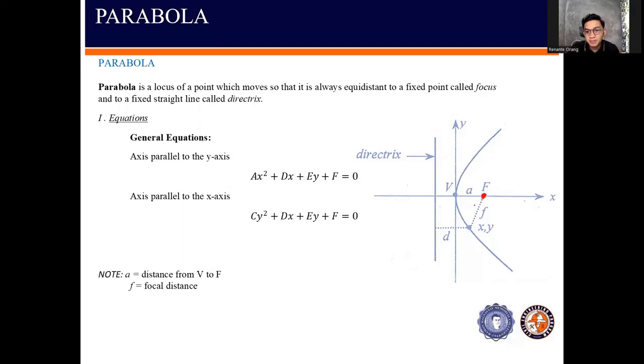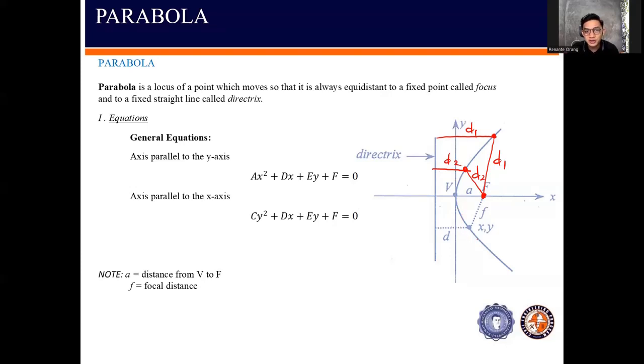So ang ibig sabihin lang po niyan, class, matatawag natin siya na parabola if any point here, pag susukatin natin siya papunta sa focus, then papunta sa directrix, we have the same distance. For example, itong point na to, papunta sa focus, papunta sa directrix natin, same lang din yung distance niya. So etong dalawa and then for example, etong dalawa. So, D1, D1, D2, and D2. That is the definition for parabola.